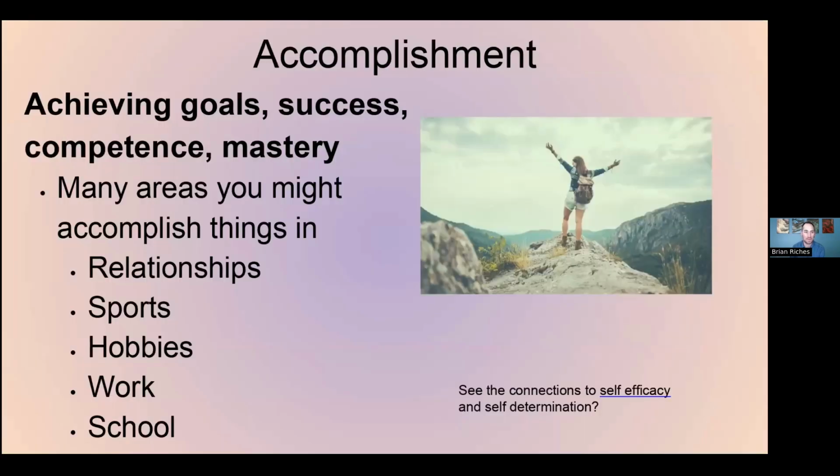With that, we've come to the end of accomplishment. Accomplishment is pretty easy to understand. Humans feel good when we achieve our goals, when we feel competent, when we master things, when we see success. So there are a lot of areas you can build accomplishments. We talked about relationships being one already, but also sports, hobbies, work, school. You will have well-being if you have accomplishments, if you have meaning, if you have relationships, if you have engagement, if you have positive individual experiences.